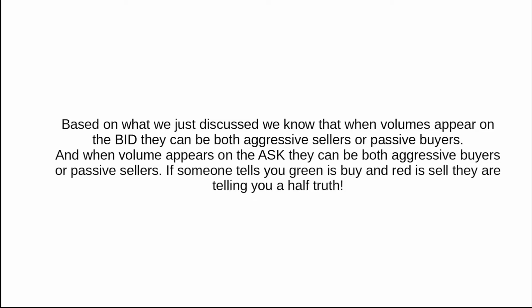So based on what we just discussed, we know when volume appears on the bid, they can be both aggressive sellers or passive buyers. And when volume appears on the ask, they can be both aggressive buyers or passive sellers. If someone tells you green is a buy and red is a sell, they're telling you a half-truth.